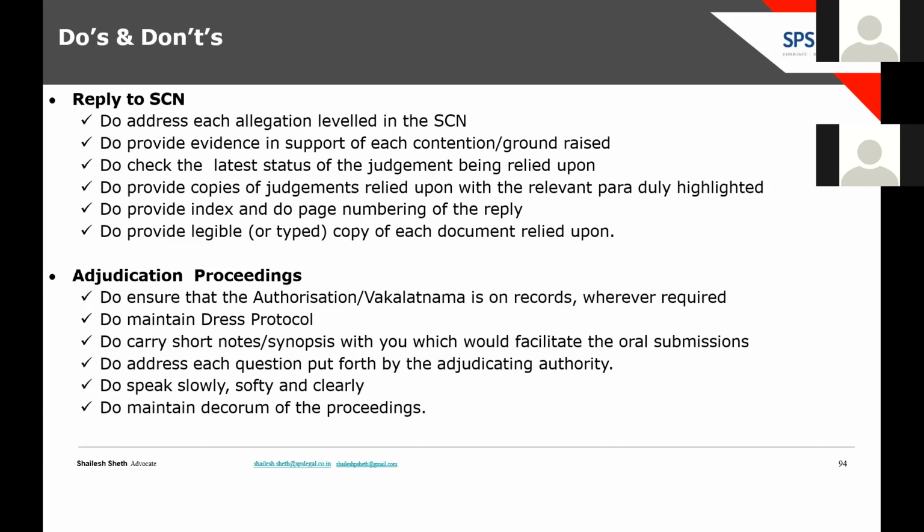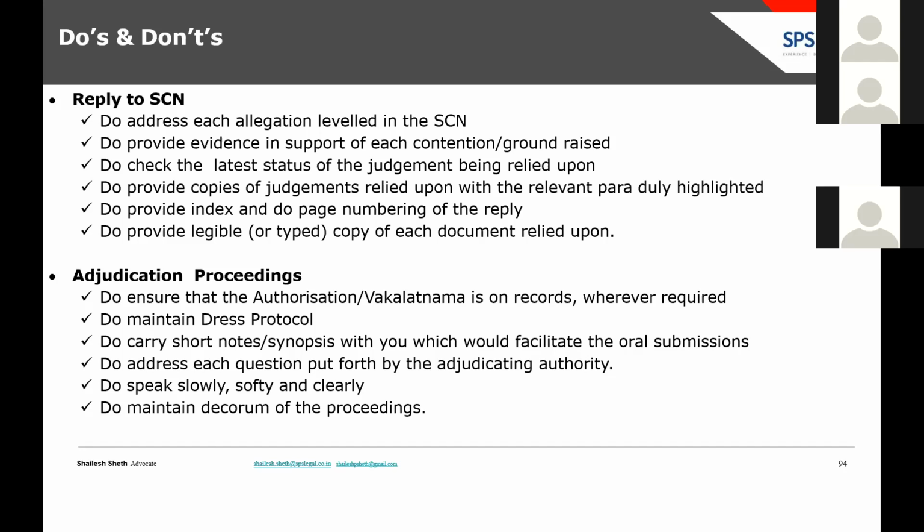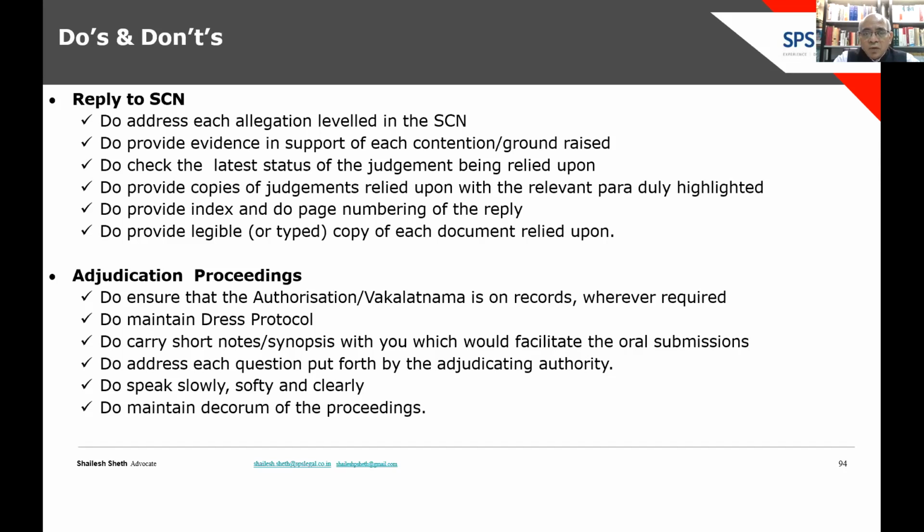I'm not saying that if you are an advocate, I should wear the black gown also when I'm arguing before the adjudicating authority. No need, obviously. We wear gown in court. But at least no need to wear maybe a black coat also if required. But at least there should be a decent white shirt, whether you wear a tie or not. The point is this. Be very, very decent and maintain the decorum.